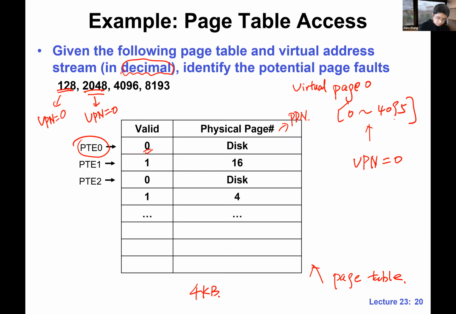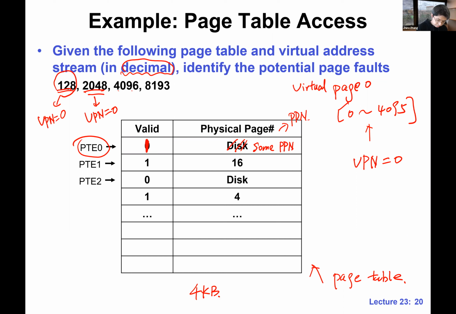First, after we handle this access 128, we have already allocated some PPN. We have already moved the data, that corresponding page, to the main memory. Since this is a sequence, the valid bit now is 1 after we handle the first page fault. So in the second access, we no longer have a page fault. Okay, makes sense?